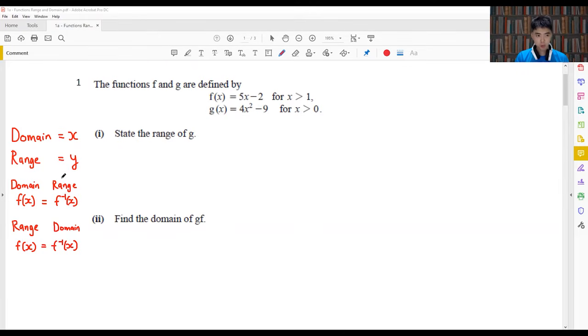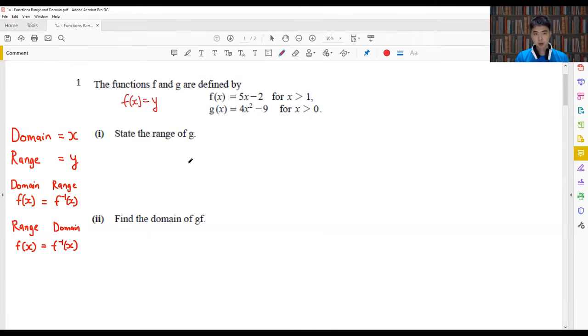If we are looking for the range, you can imagine it as looking for the y value, where some graphs actually state that f(x) equals y. So the function can easily be replaced by writing it as y. And also, the domain of f(x) equals the range of your inverse f. Vice versa, the range of f(x) will also equal the domain of your inverse f, okay?